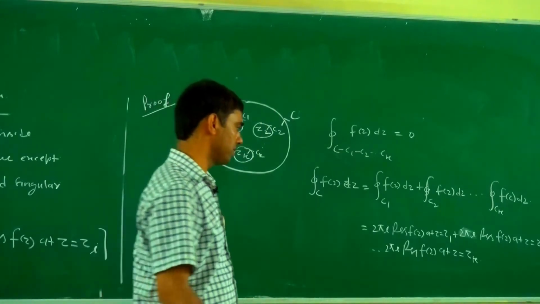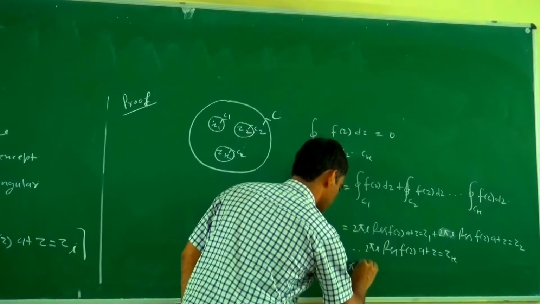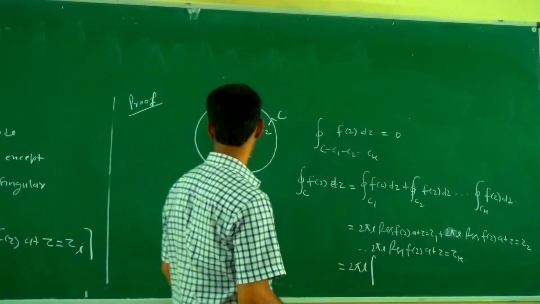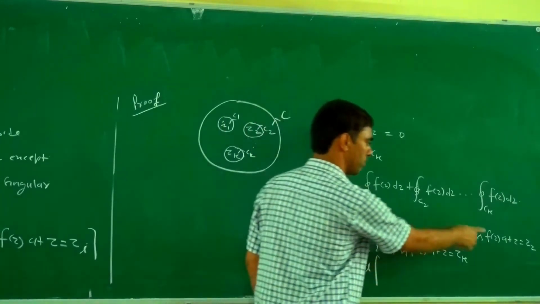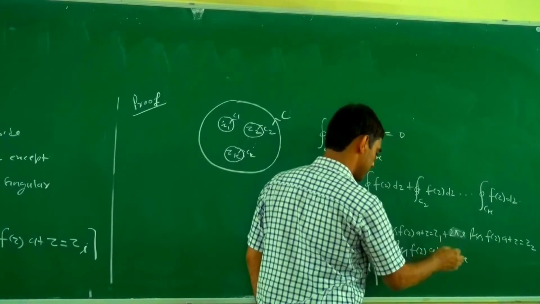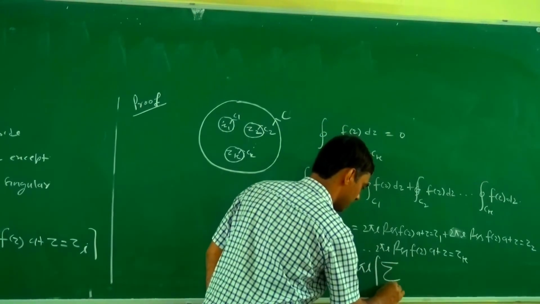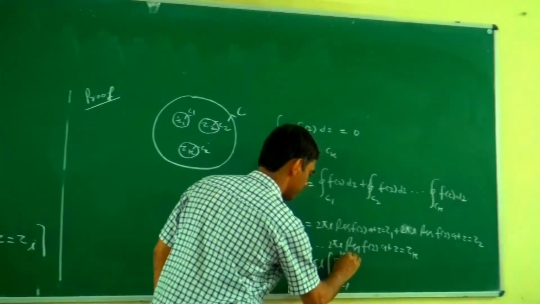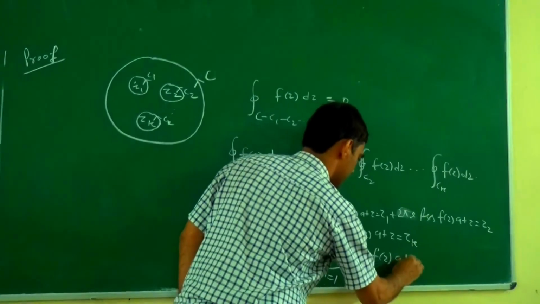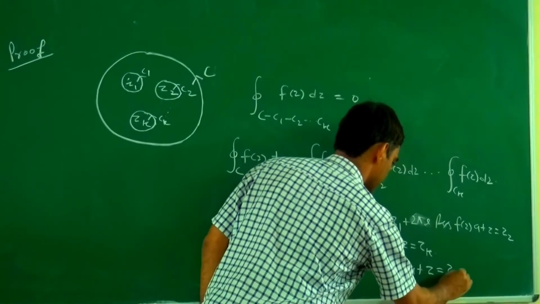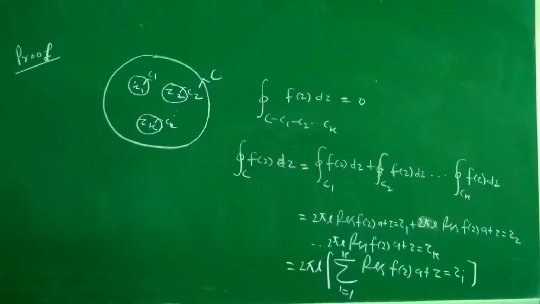So if you find the sum of these, this becomes 2 pi i times the residue of f(z) at z1, residue of f(z) at z2, up to residue of f(z) at zk. In notational form, this becomes the summation i equals 1 to k of residue of f(z) at z equals zi. So this is the proof of the Cauchy residue theorem.